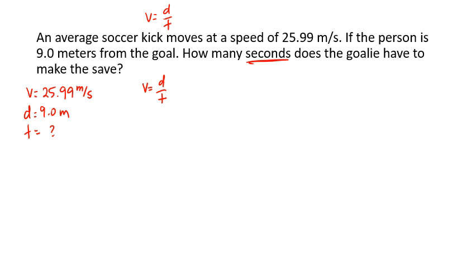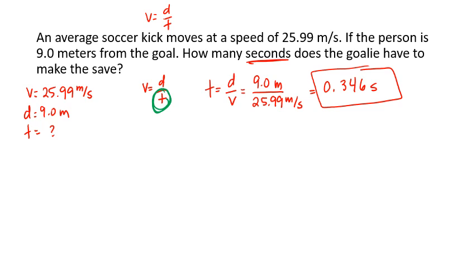Remember a few problems ago, we're still solving for time. So if you're solving for time, you can just simply use time equals distance over velocity. I showed how to rearrange it a few slides ago. We can plug in our values because all of our units are correct. So 9 meters divided by our velocity, which is 25.99 meters per second. Put this value into the calculator, and it's going to come out to be 0.346 seconds, which is not a lot of time, so I don't think the goalie is going to be able to save this shot. But here is our value for the question nonetheless.